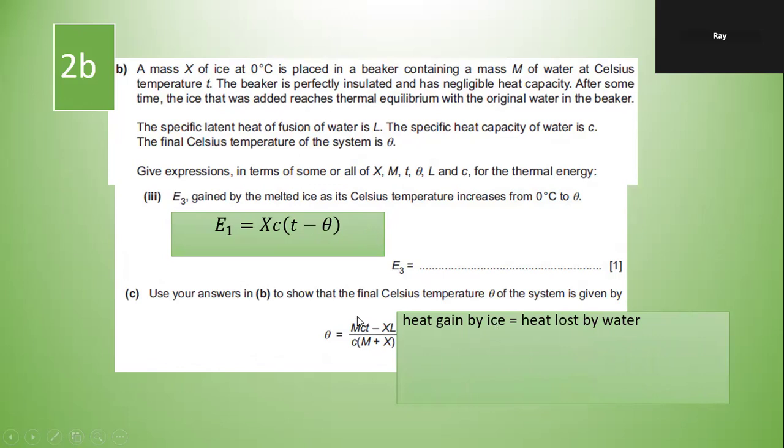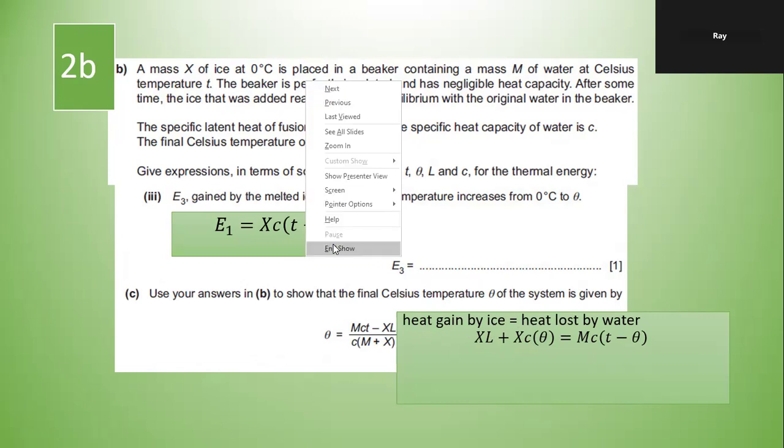Heat gained by ice. So they use the answer in B to show that the final temperature of theta of the system is given by that. Basically, heat gain by ice, heat loss by water, XL. This one is MC theta. So I think there is something wrong here.